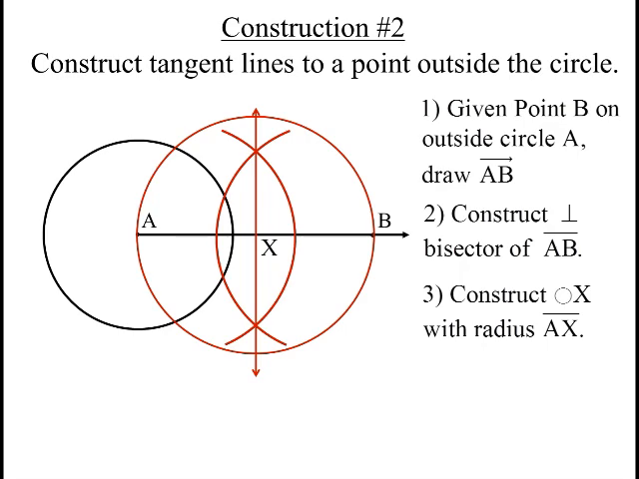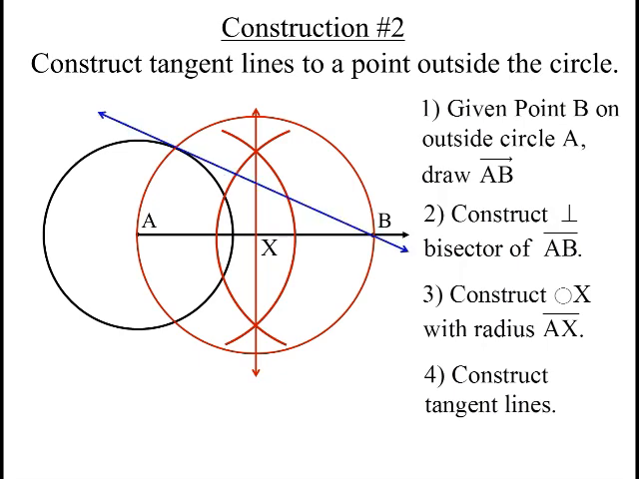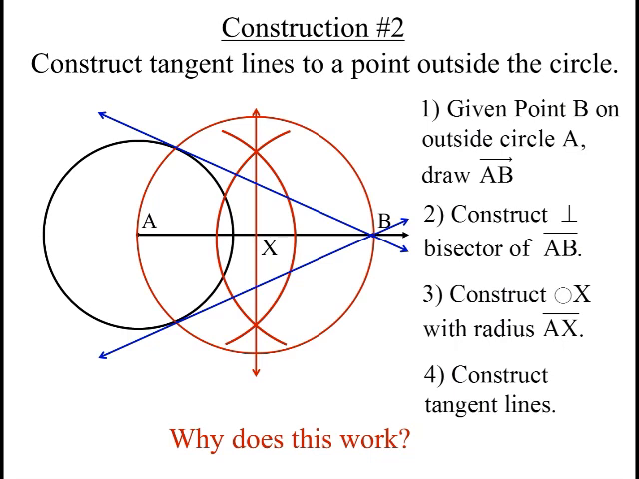And now you're set to draw your tangent lines, because where the circles intersect each other, those are your tangent points. So just use your straight edge to connect the intersection of those circles to point B, and you'll have 2 tangent lines. So why does this work? That's the question. I want you to pause the video here and ask yourself, why does this construction work? What guarantees that those points of tangency, where the 2 circles meet, are true points of tangency?